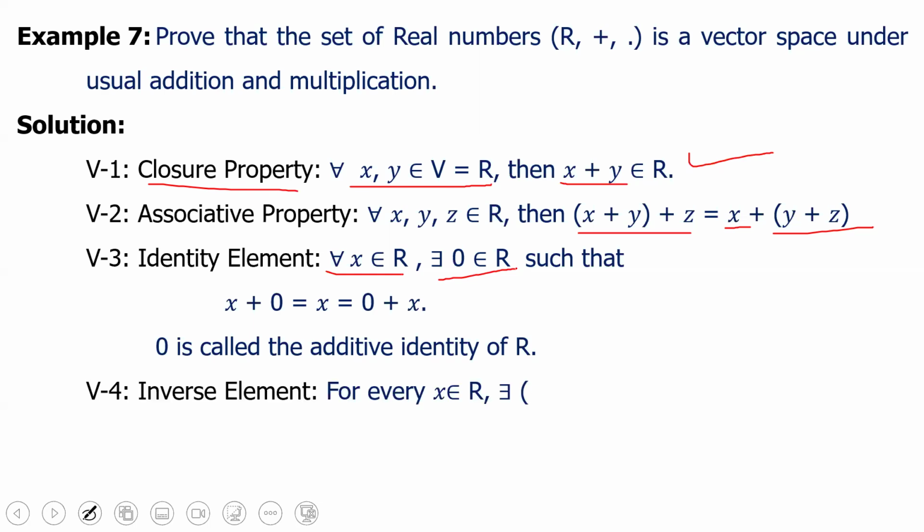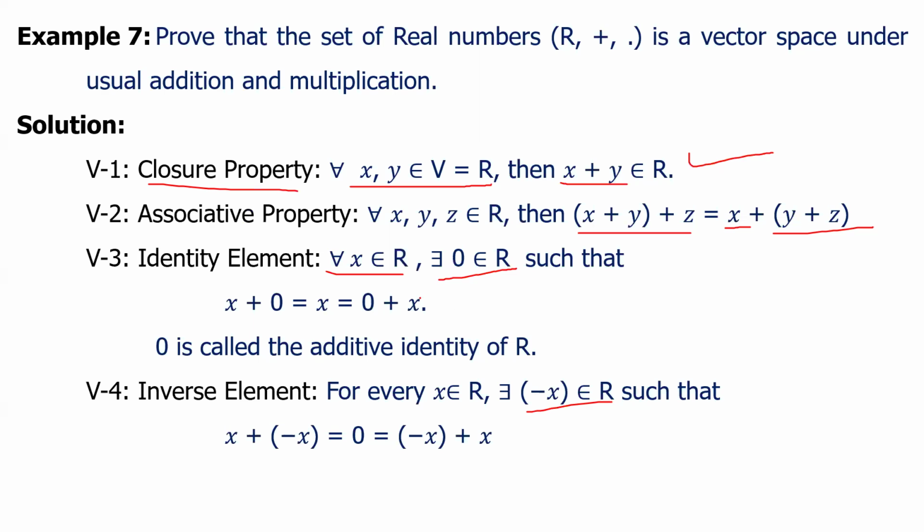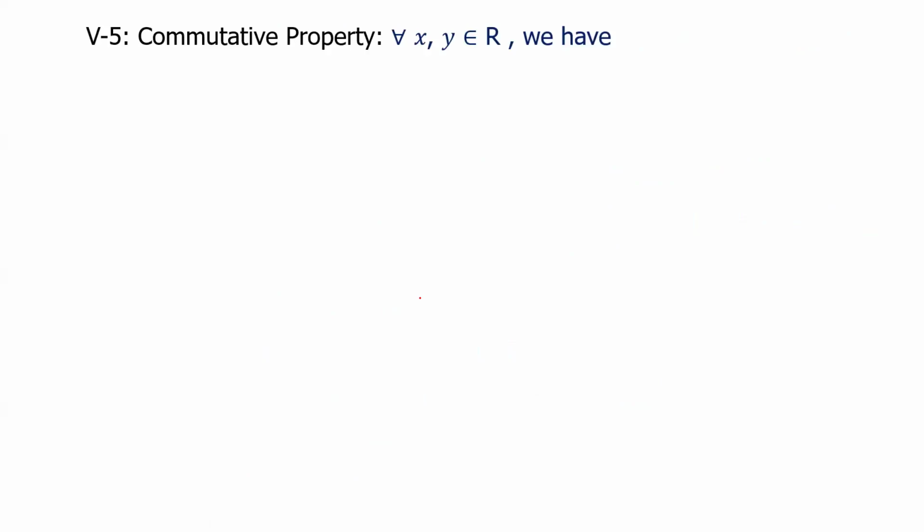Inverse element: for every x belonging to R, there exists -x belonging to R such that x + (-x) is equal to 0, which is equal to -x + x. -x is called the additive inverse of x in the real numbers. Property number 5, commutative property: for all x, y belonging to R, we have x + y equal to y + x.